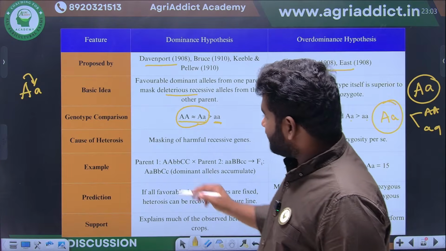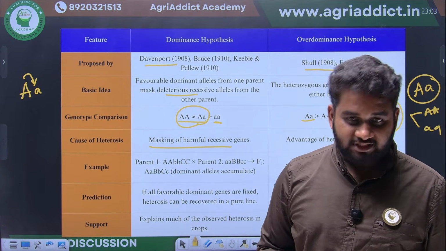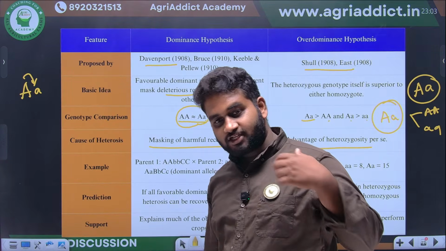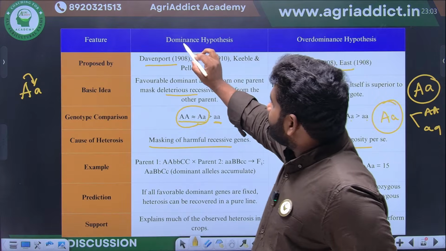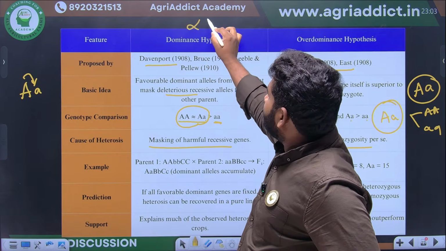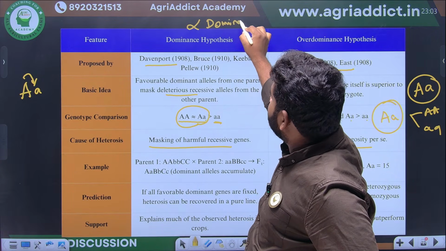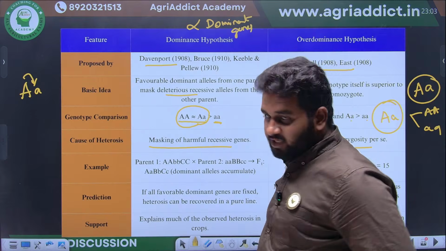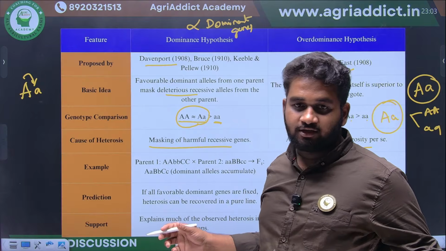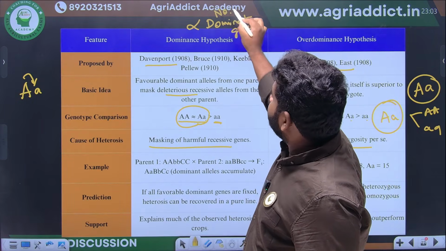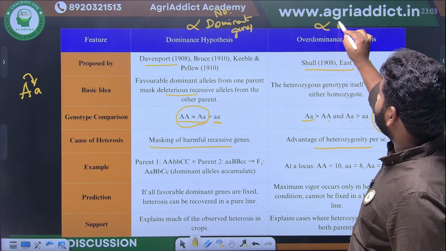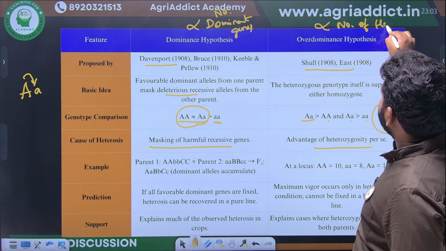Clear? Cause of heterosis: masking of harmful recessive genes, but in over-dominance the advantage is heterozygosity per se, the heterozygous loci itself. The dominance hypothesis tells that heterosis is directly proportional to the number of dominant genes, whether in homozygous or heterozygous condition, we are not worried about it. It is directly proportional to the number of dominant genes. But in the over-dominance hypothesis, it is directly proportional to the number of heterozygous loci.